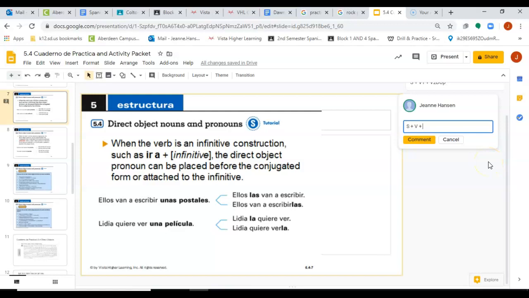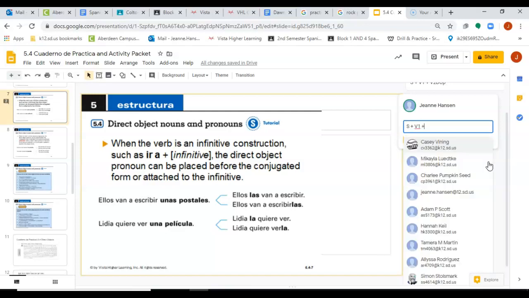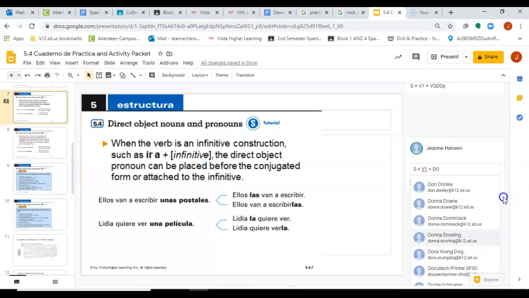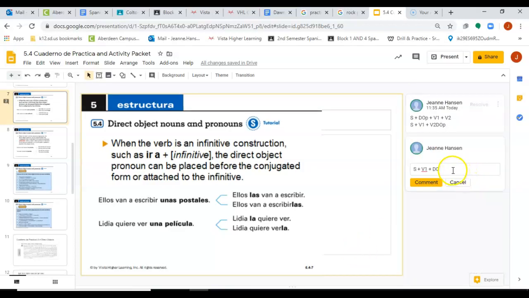Now, so help me God, if this puts Don Donley on here again, I'm going to really get mad. So we only have one verb. It wants me to, Don Donley. See, just imagine that, okay? Now it's going to put Don Donley in there, and I don't know how to make that go away. Oh, it didn't. Yay, go away.